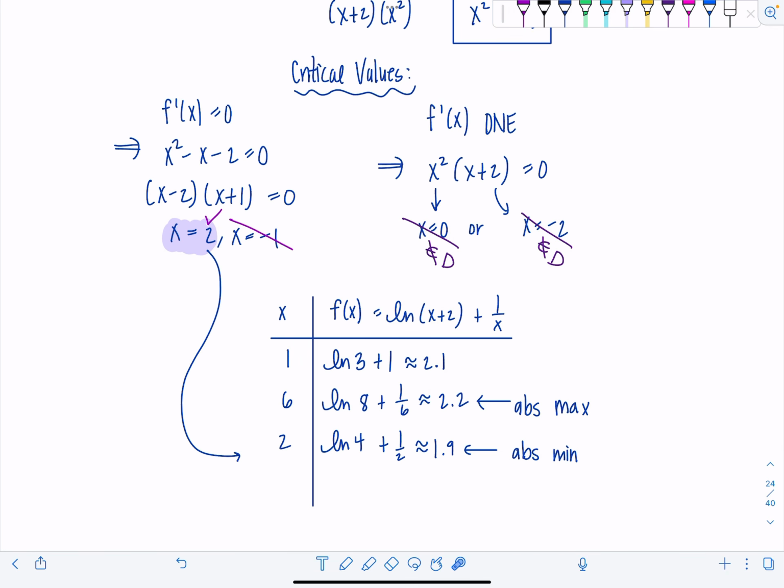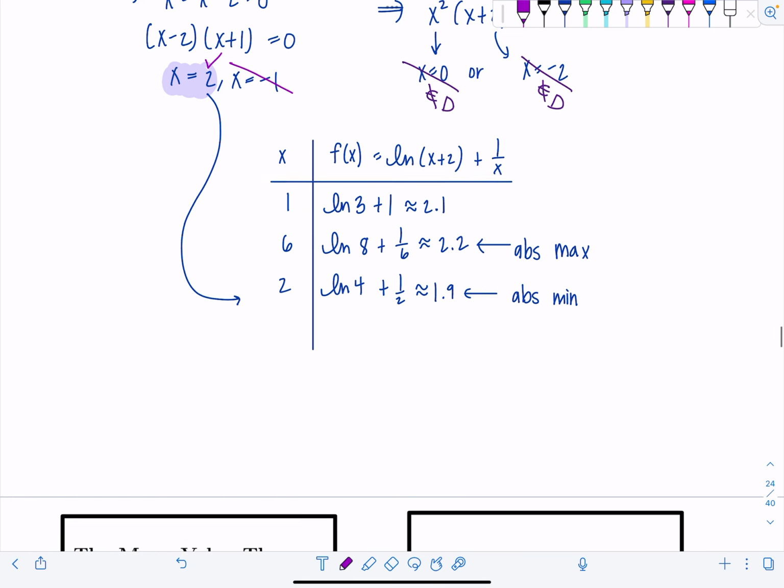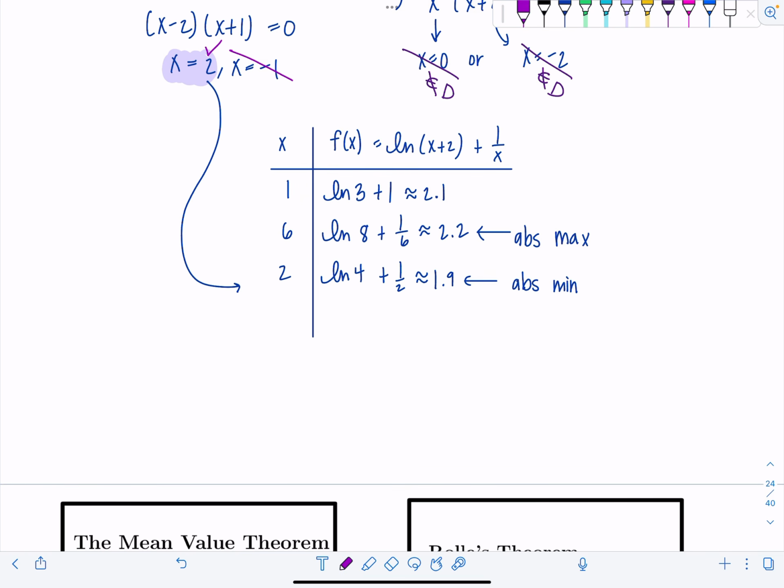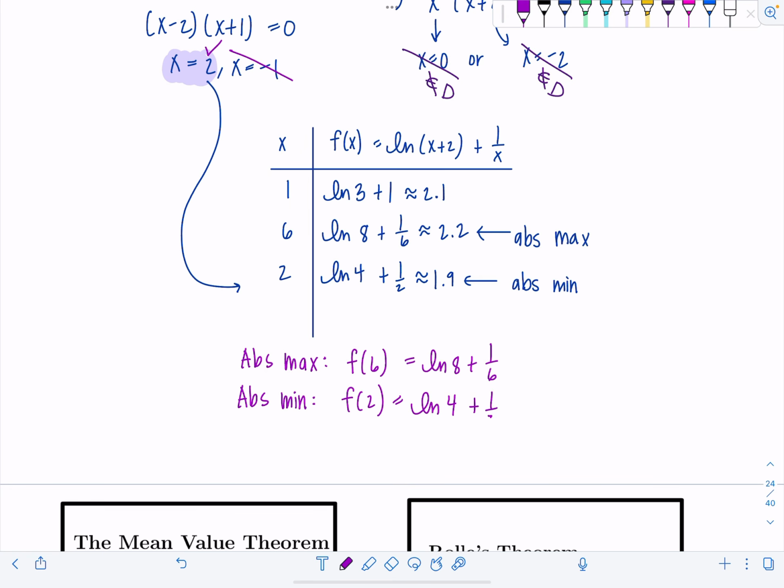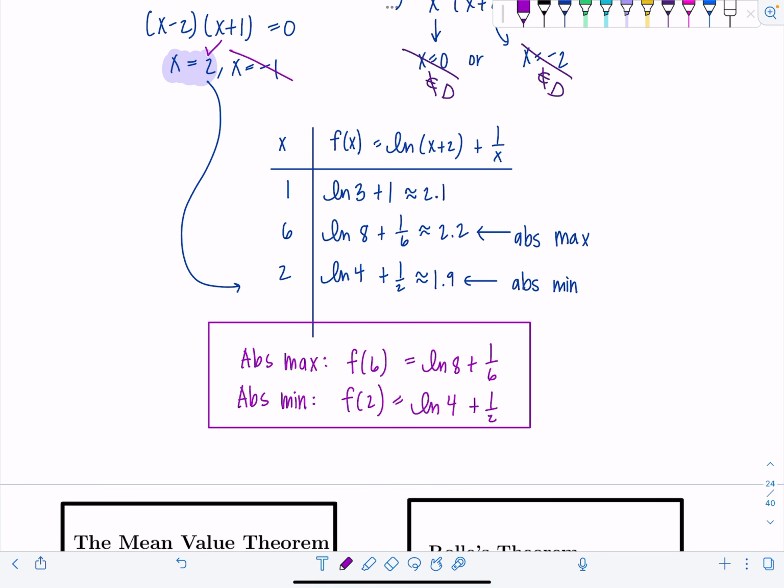How do you write your final answer? Not like this. Show some respect. So I would write absolute max occurs at f of 6, which is ln of 8 plus 1/6. The decimal was just for you, unless your teacher asks for it. And then absolute min, f of 2, ln of 4 plus 1/2. And then you box that with such pride. Like, I am a stellar calculus student. Check me out. Okay, good. Really good, you guys.